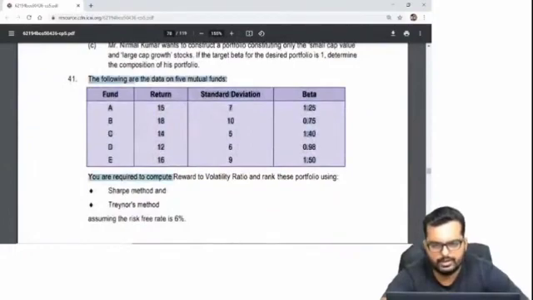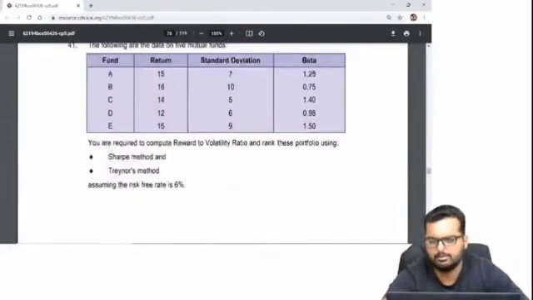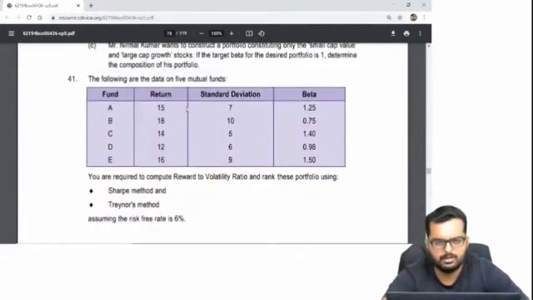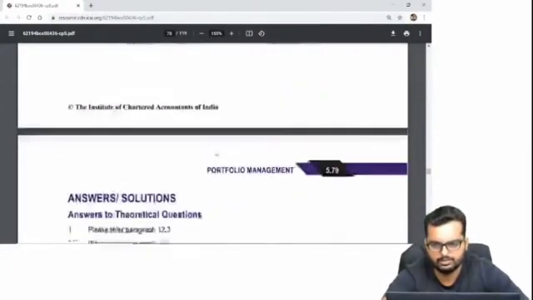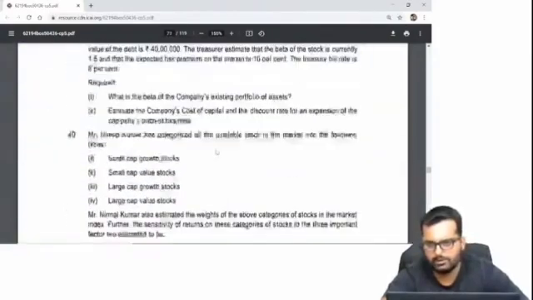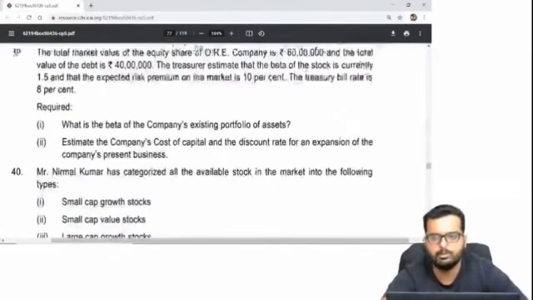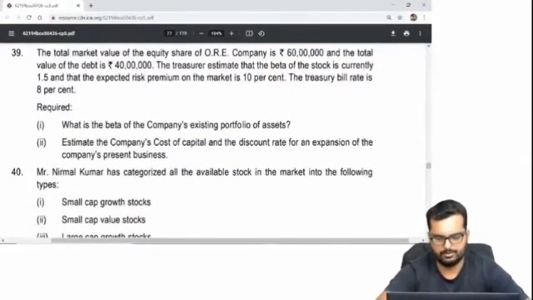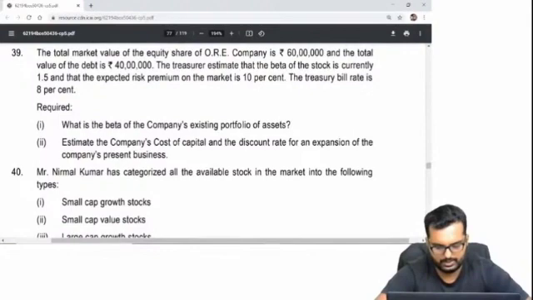Question 41 is a very basic question on Sharpe's ratio and Treynor's ratio. This can be done by you yourself. RP minus RF divided by standard deviation. That's it, friends. So this is the final question for today, with which we will be done 100% with portfolio management chapter. Can you please read through this question and understand this question? After which we will do it together.